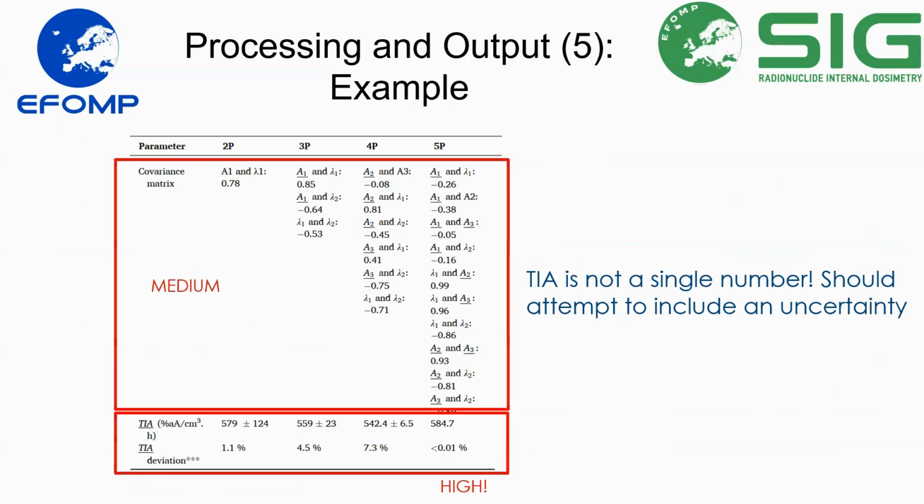So again, I would like to remind you that the time integrated activity is not a single number. So we should attempt to include an uncertainty. So at least in the medium control level, we have the covariance matrix information like this. But it would be very nice if we can also add the calculated TIA with its uncertainty for each of the models. This would be very nice, and it is a high control level.